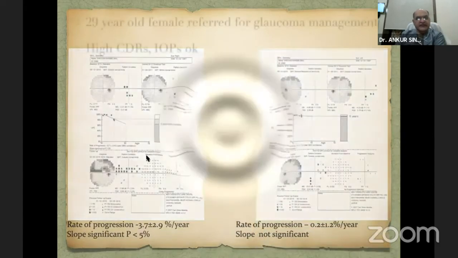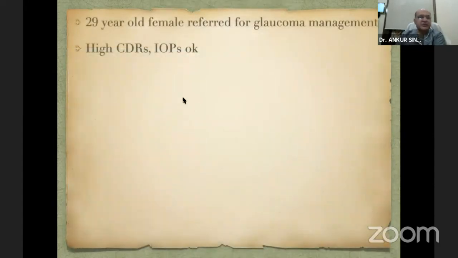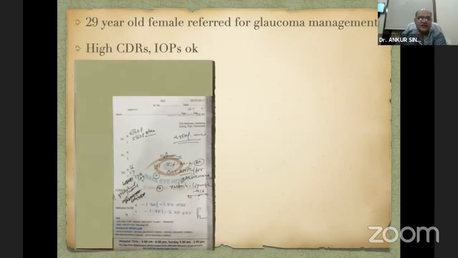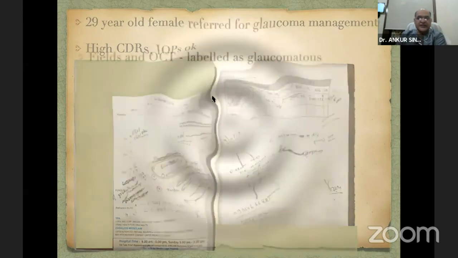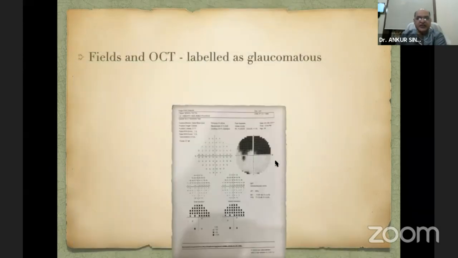So this is the GPA again, which is showing you a significant slope. A 29-year-old female referred for glaucoma management, high CDRs, but the IOP was okay. So this is what somebody has written, that the patient is having glaucoma, and she has been advised follow-up and investigations with us. And this is the visual field she had done at our place, because all the glaucoma patients are subjected to visual fields before I come.